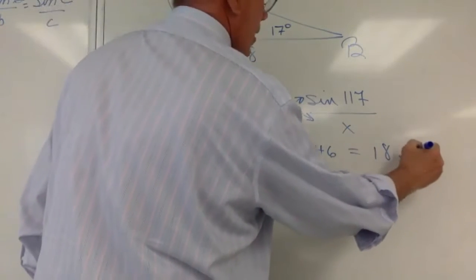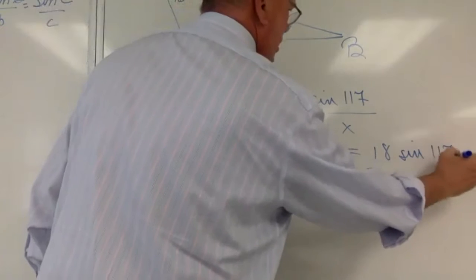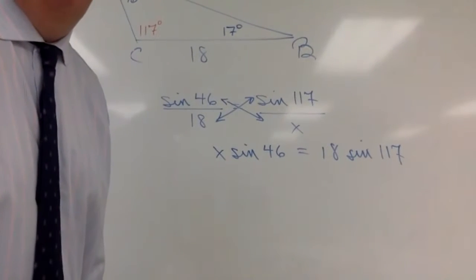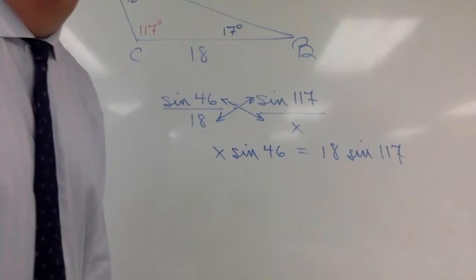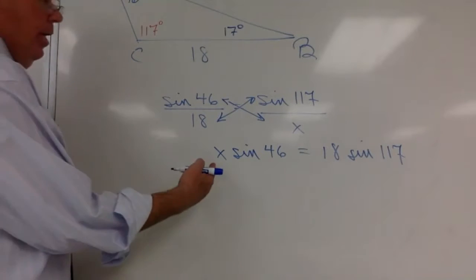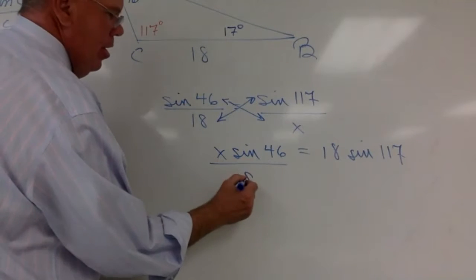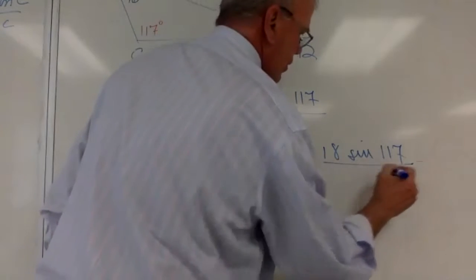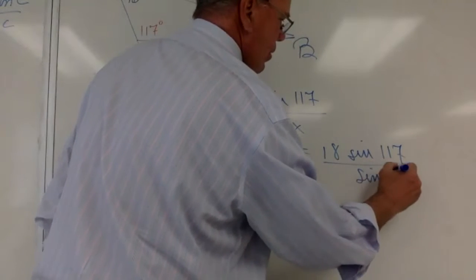18 times the sine of 117. Did you guys do that properly? Yes, sir. All righty. Now, we want x by itself. What are you going to do? We want x by itself. Divide by sine of 46. Very good. And whatever you do to one side, you do to the other, right?